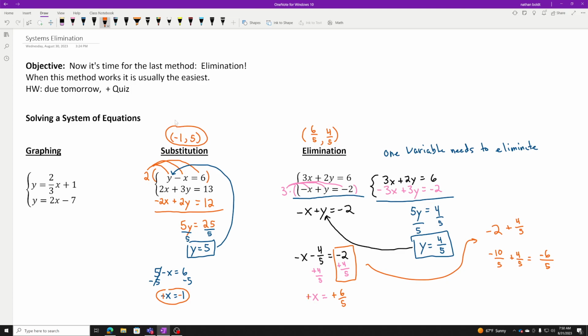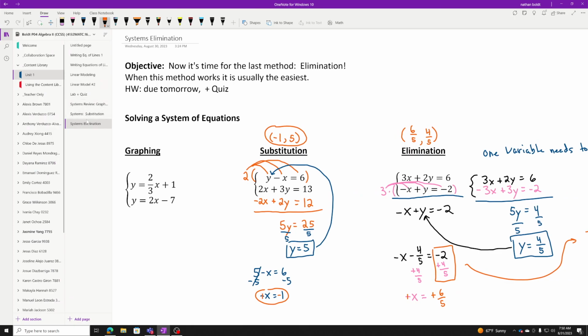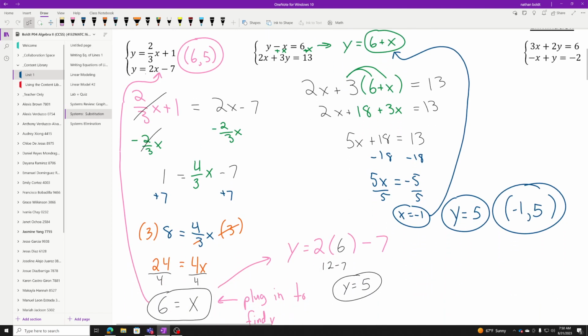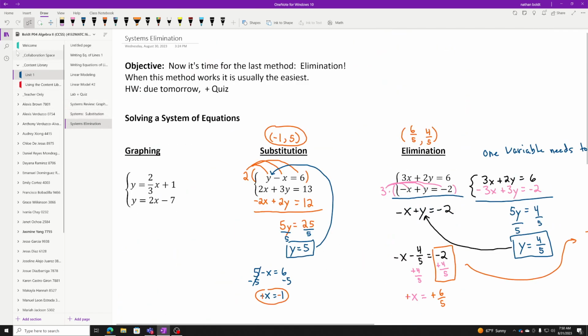Now, is that the same answer that we got yesterday in our substitution problem? Let's take a look. All right, substitution. Here's the one we did yesterday using substitution. Look at that. Negative 1, comma 5. This was a lot less work, wasn't it? It's a kind of a nice strategy compared to substitution. Not bad, not bad.